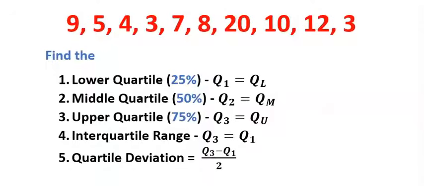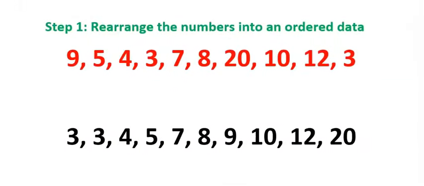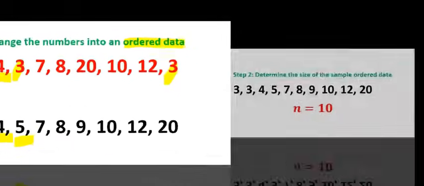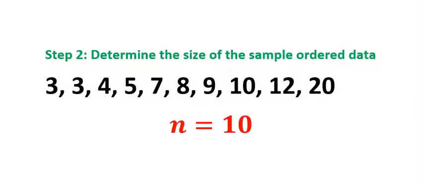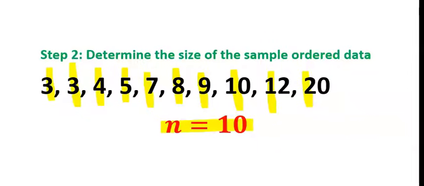Now, let's solve the given problem. For this video, our concern is on quartile. Step number 1. Rearrange the given numbers into ordered data by bringing all the 3s forward, next the 4s, then the 5s, in ascending order. Step number 2. Determine the size of the sample. Here we got 10 samples, hence n is equal to 10.